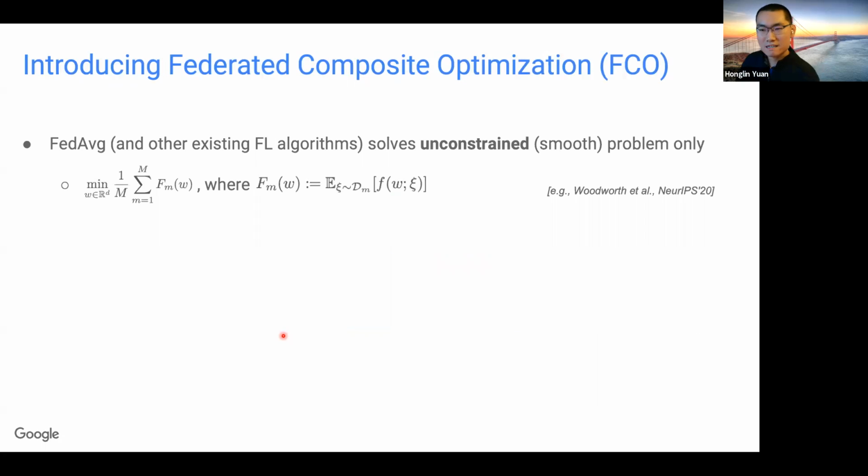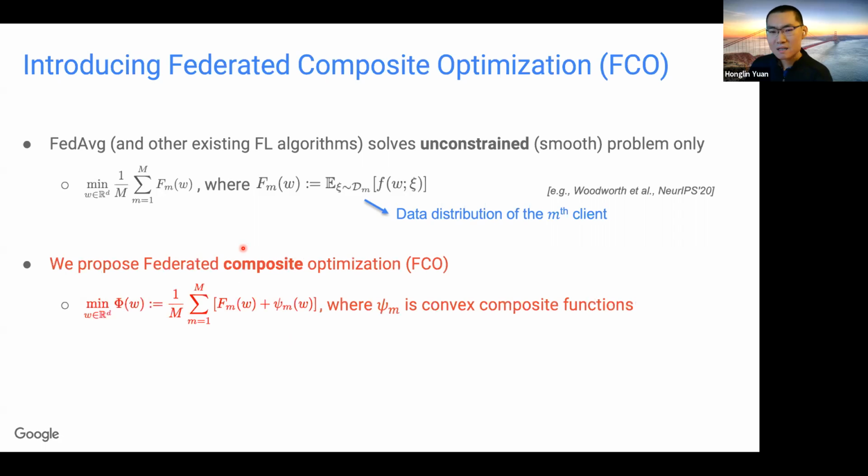In this work, we consider a slightly more general formulation of federated learning. Recall that existing FL algorithms such as federated averaging solve this unconstrained smooth problem as follows. The objective is an average of Fm, where Fm is the expected loss of the mth client. Dm, on the other hand, is the distribution of the mth client. We typically assume that Fm has to be smooth in order to derive a meaningful convergence rate for this problem. Here, we consider federated composite optimization, where the objective includes a possibly non-smooth, non-finite additive term psi.